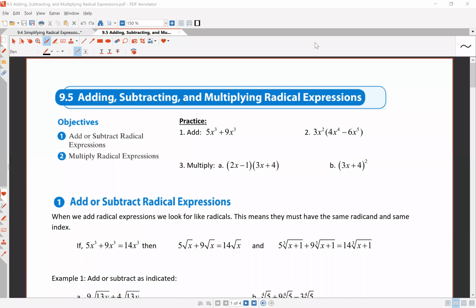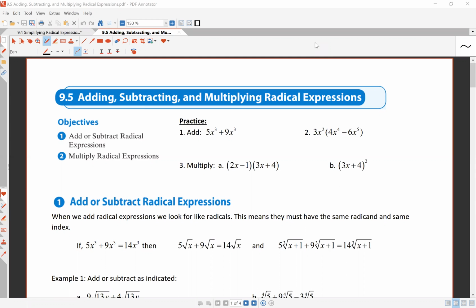This video covers section 9.5, adding, subtracting, and multiplying radical expressions. Objective 1, add or subtract radical expressions. Before we get started, let's talk about the practice problem.